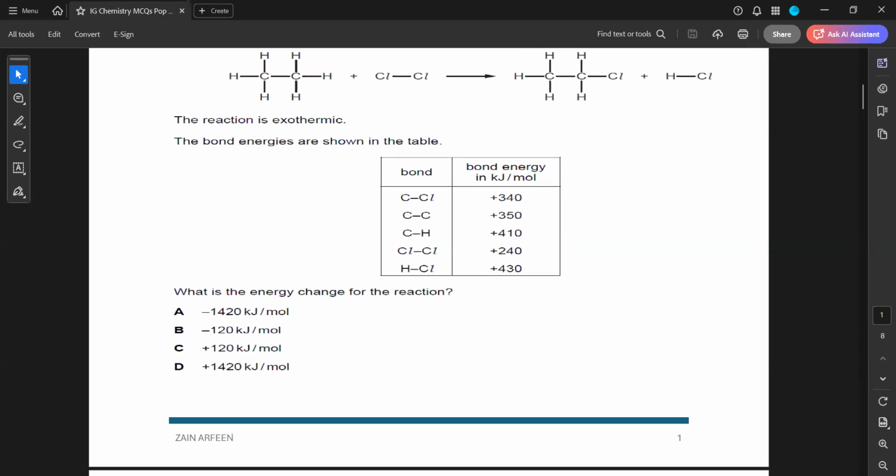Anyone having a doubt or question? The first one, the correct answer for this one is B. When you work out bond breaking and bond forming, the final answer will be minus 120. That's why B will be the correct answer for this.